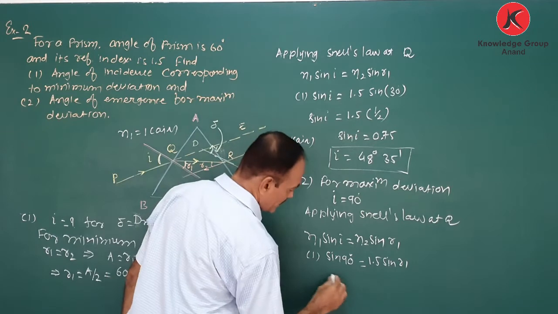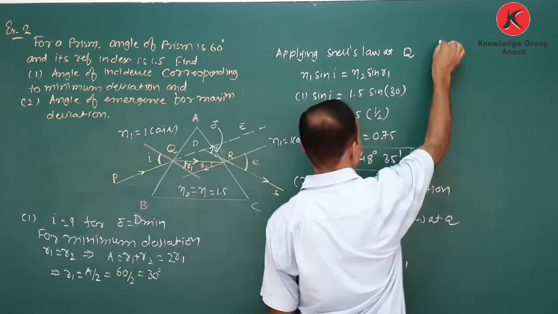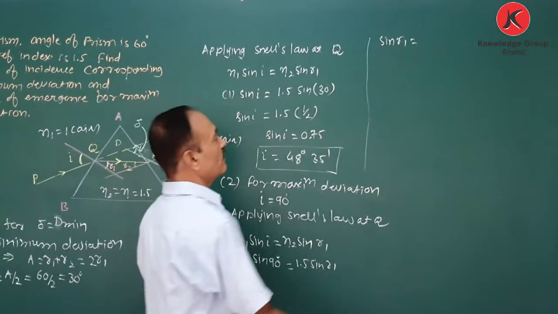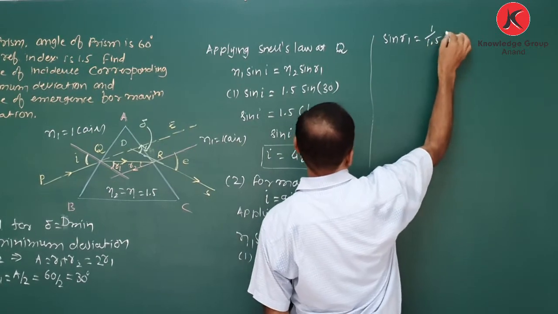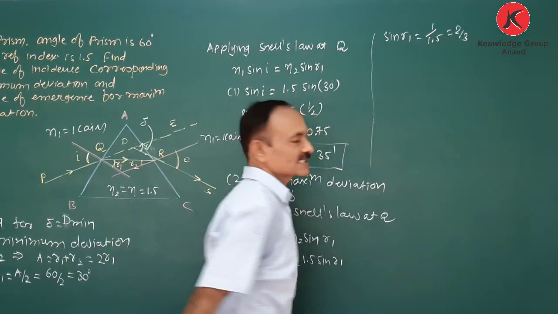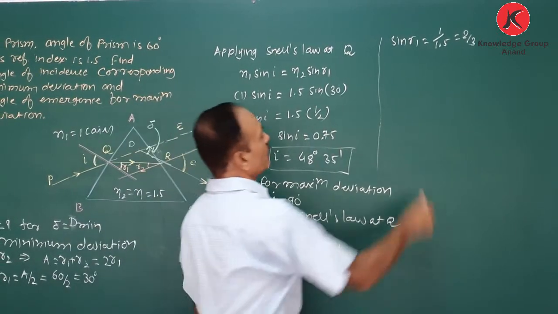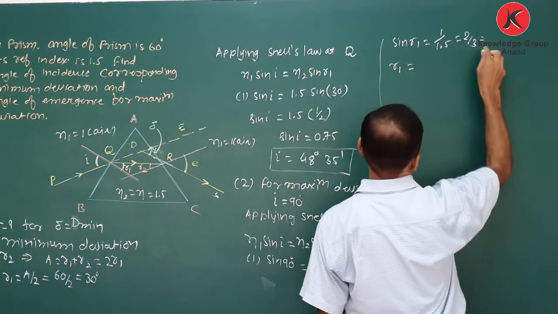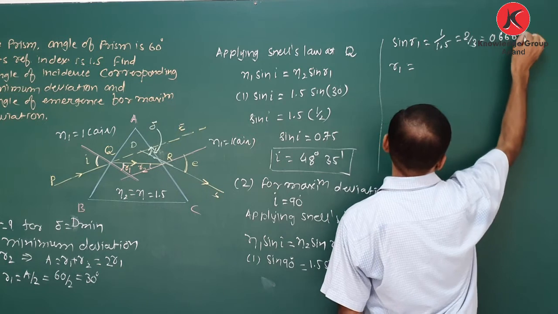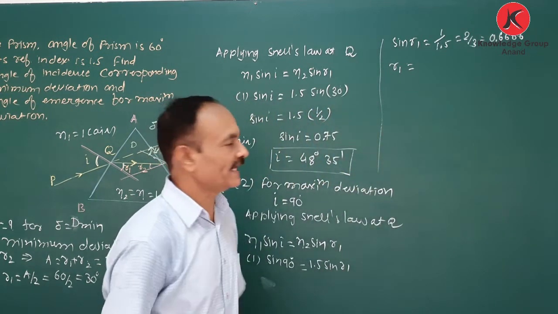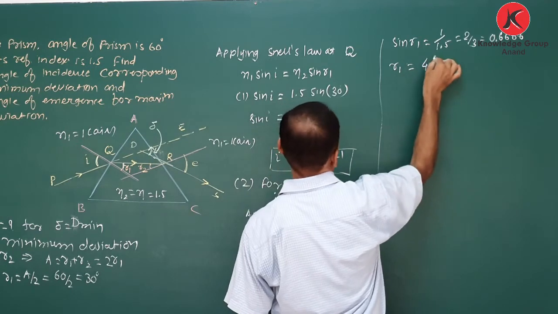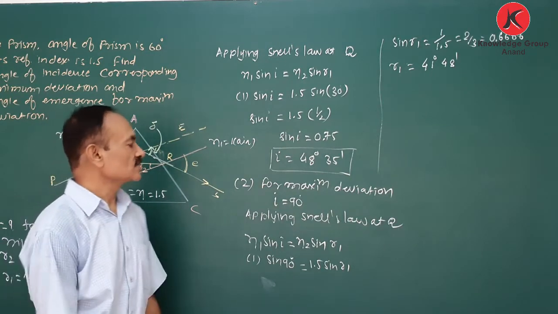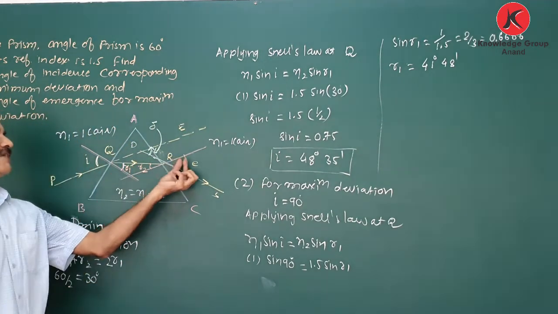So sin r1 is equal to 1 by 1.5, that means 2 by 2.666. Therefore, the value of r1 we can see directly from the natural sine. Its value is obtained as 41 degree 48 minute. So thus the r1 is obtained, the required value.